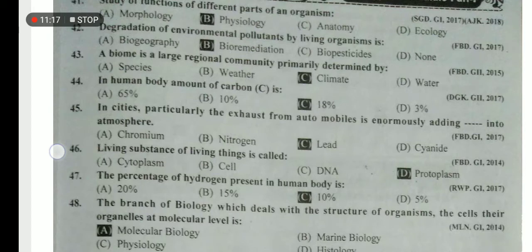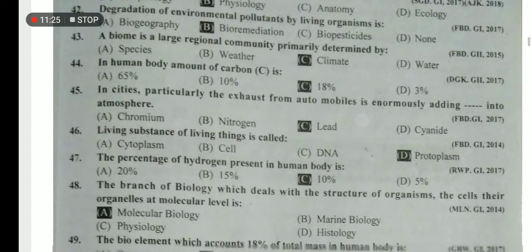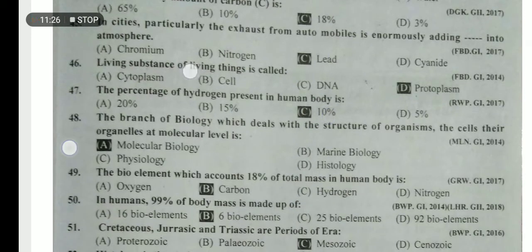In cities, particularly, the exhaust from automobiles is enormously adding lead into the atmosphere. That is the lead. The living substance of the living thing is the protoplasm. Protoplasm is actually the collection of nucleoplasm and cytoplasm. So this is the living structure of the living cell. The percentage of hydrogen present in the human body is 10%.